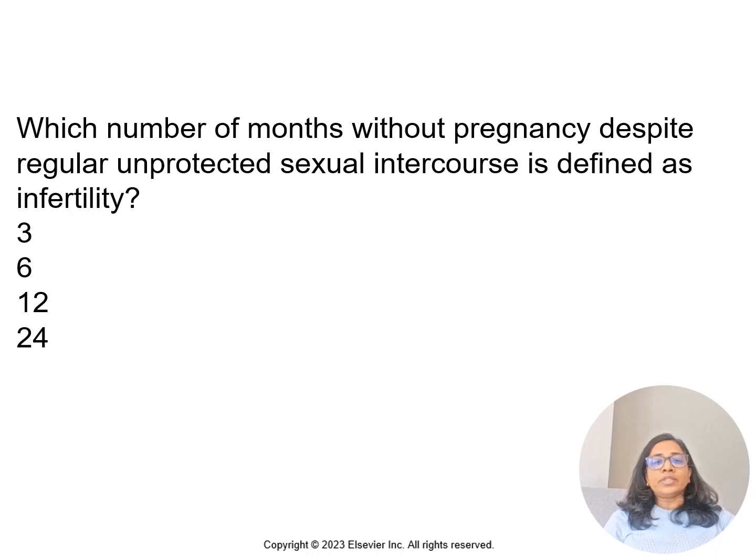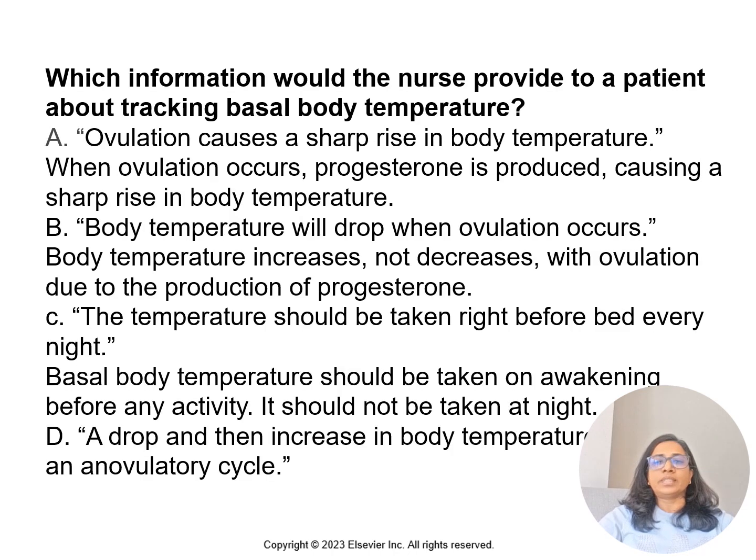So question, what is the number of months without pregnancy despite unprotected sexual intercourse that is defined as infertility? It is 12 months. It has to be at least 12 months. Another question is, what information would the nurse provide to a patient about tracking basal body temperature? That means ovulation causes a drop in temperature and then an increase in temperature. So there is a slight drop and then an increase in temperature. So that is about infertility.